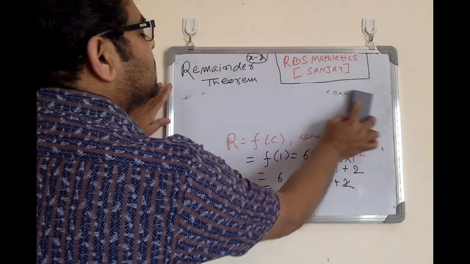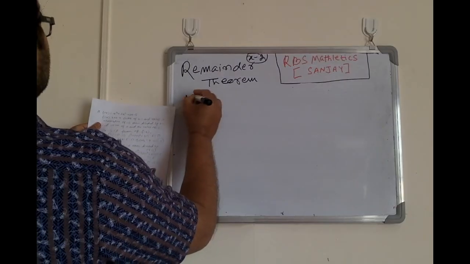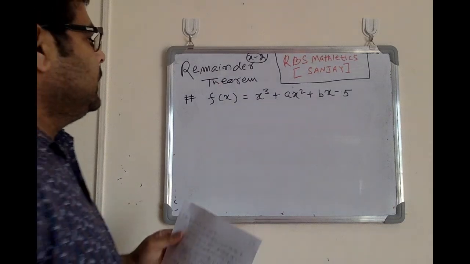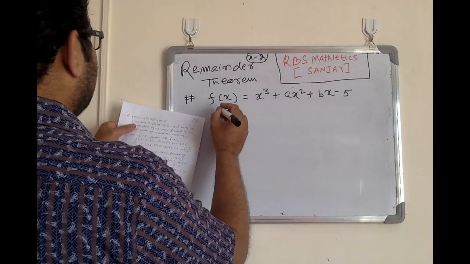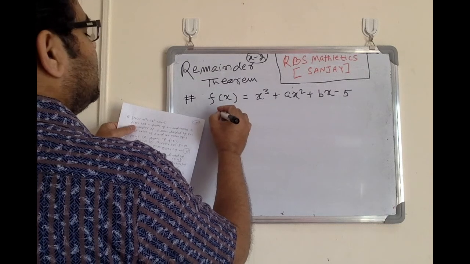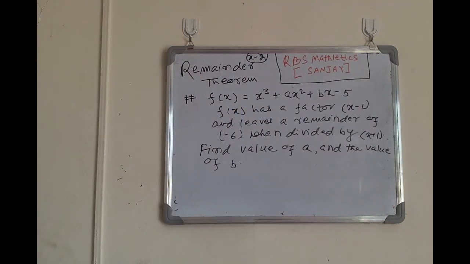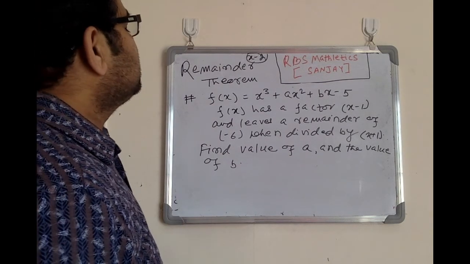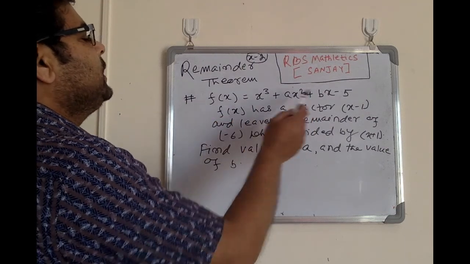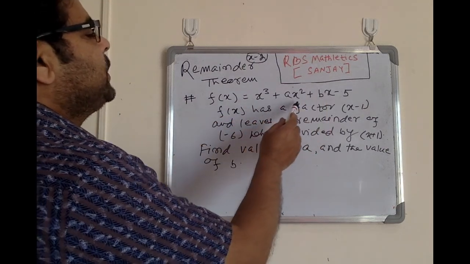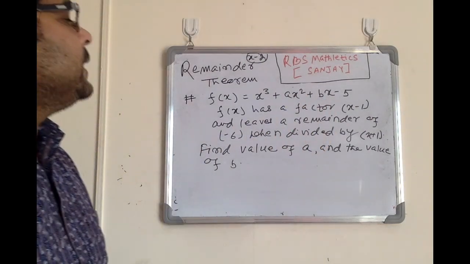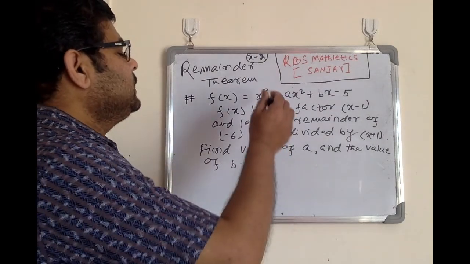Now I will discuss another question. Let's read out the question first of all. Here, your given polynomial is f(x) equals x cubed plus a x squared plus bx minus 5, and the values of a and b are not known here, and you have to find them based on the given conditions.